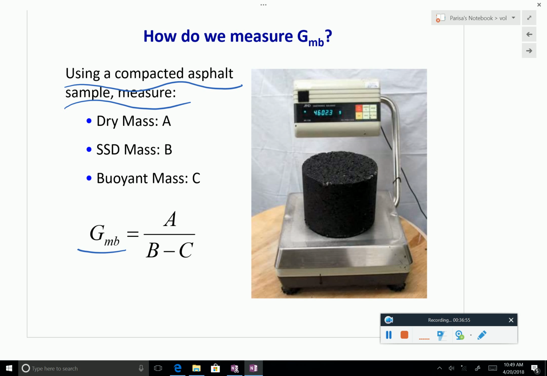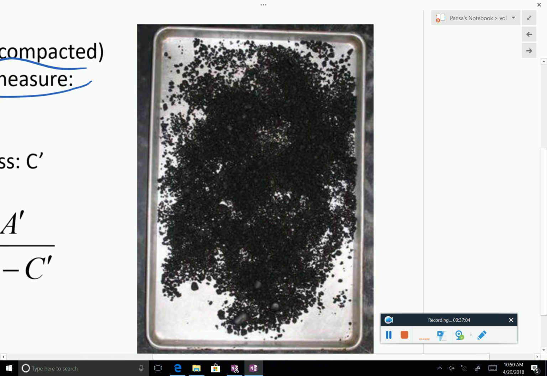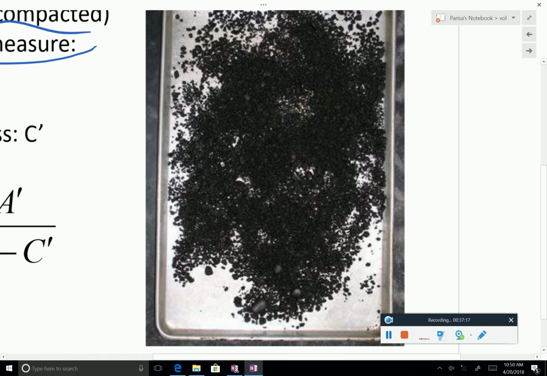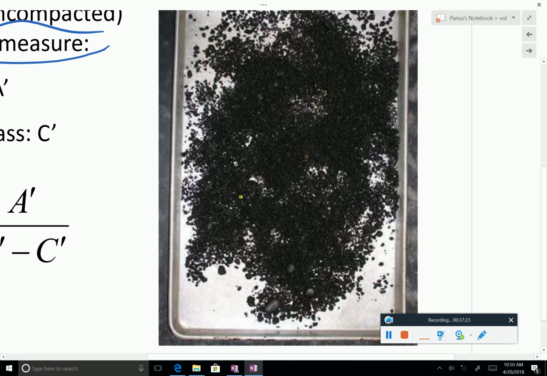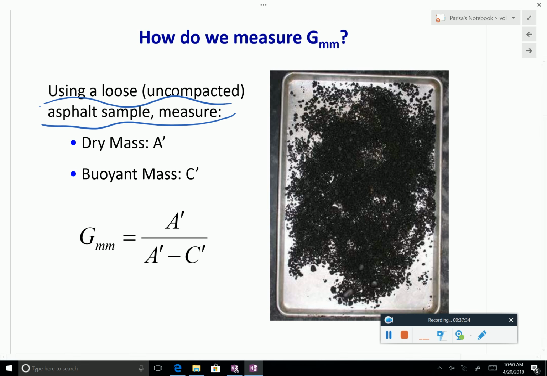For measuring the maximum specific gravity of the mix, you have to basically take all the air out, and the only way to do that is to use the powder. You cannot use the sample anymore, so you crush it, and this is what you would use, because you don't want any air in it. And then you have dry mass and buoyant mass. That's how you would measure it in the lab.